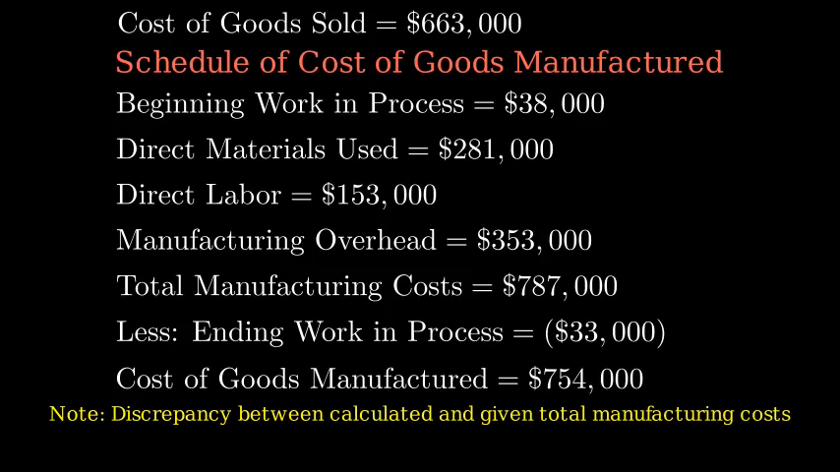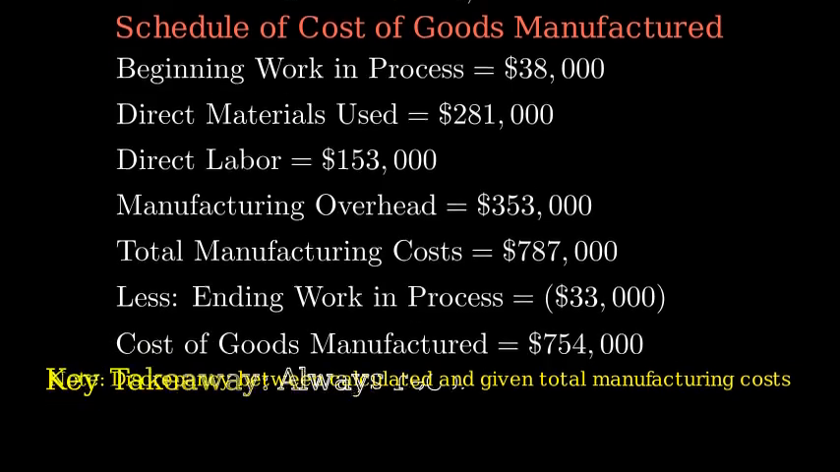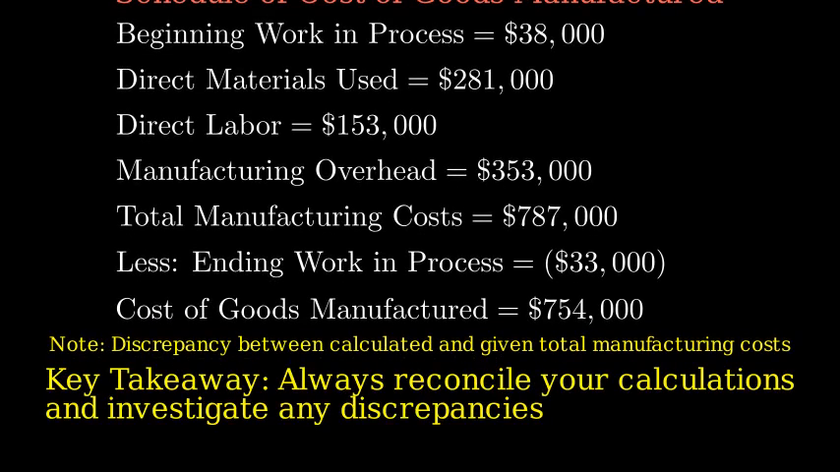Our calculated total differs from the given total manufacturing costs of $685,000. In conclusion, we've prepared all three required schedules, though we've identified a discrepancy in the manufacturing costs that would need to be investigated further. This highlights the importance of careful analysis and reconciliation in cost accounting.